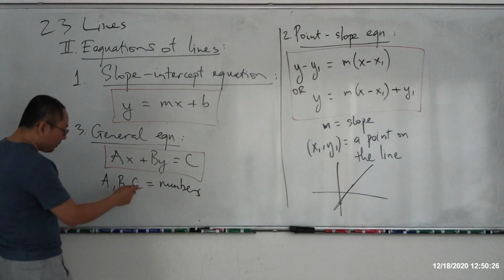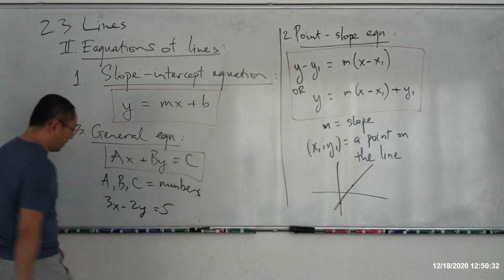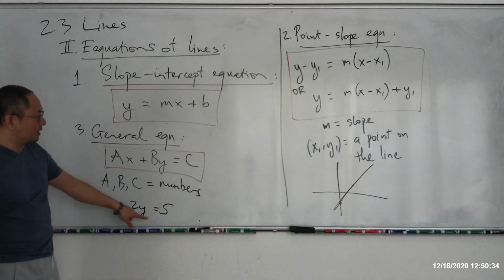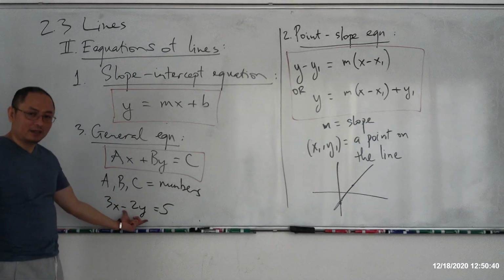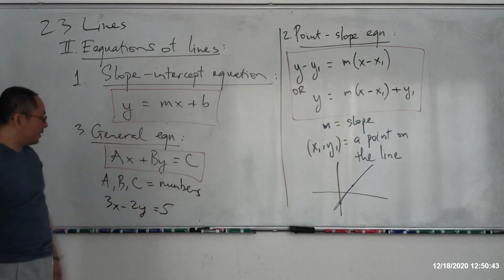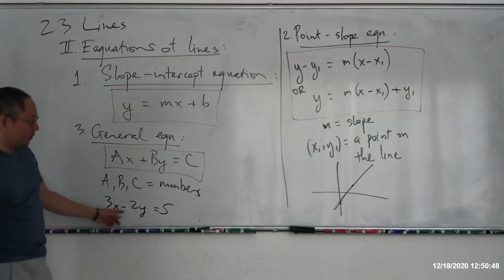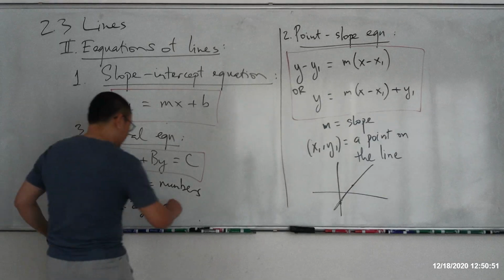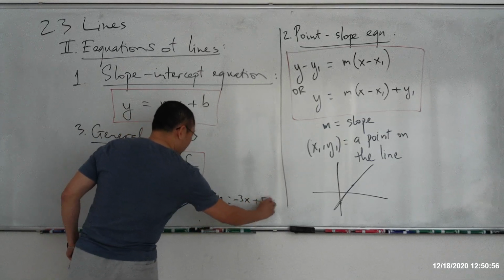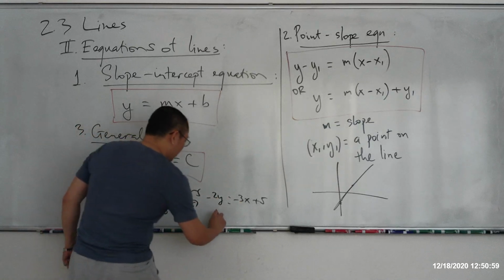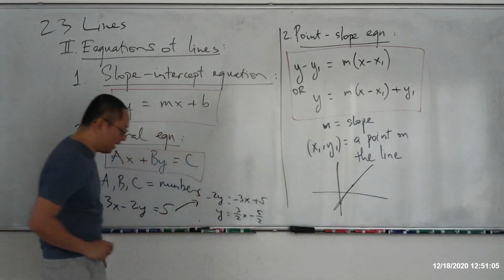So you can have an example like 3x minus 2y equal to 5. So here, A is 3, B is negative 2, and C is 5. Equation of the line. And question: if you are given it like this, can you bring it back to the slope-intercept equation? The answer is yes, right? All you have to do is solve for y. Subtract the 3x on both sides. Let me write it down here. You got negative 2y equal to negative 3x plus 5. And then divide both sides by negative 2. You got y is equal to 3 over 2 x minus 5 over 2.